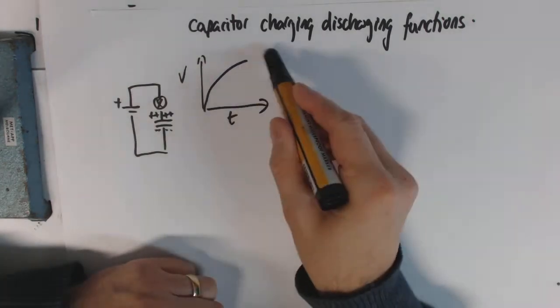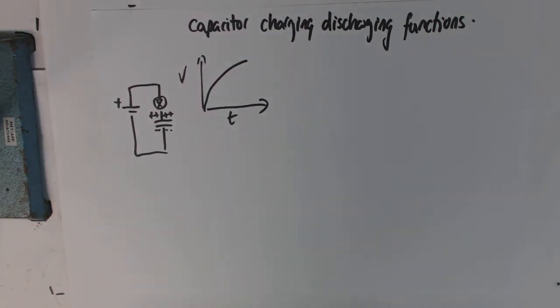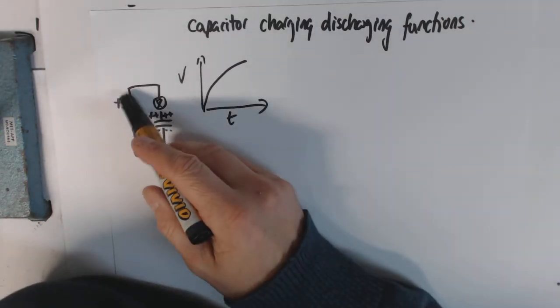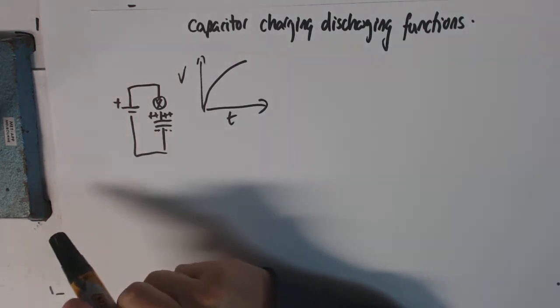The voltage on the capacitor takes time to build up. You've got to have that transfer of electrons. It starts off quite fast, but slows down, and that's because obviously when it starts off there's no charge on it. The energy difference is much bigger.